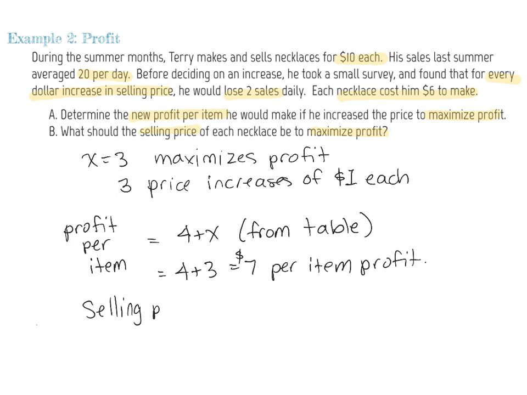To determine our new selling price, we again go back to our original table. We have the cost of the item plus the profit we intend to make. So the original cost, as we were told, is $6, plus we're making $7 profit, so we need to sell the new necklaces at $13 each to maximize our profit.